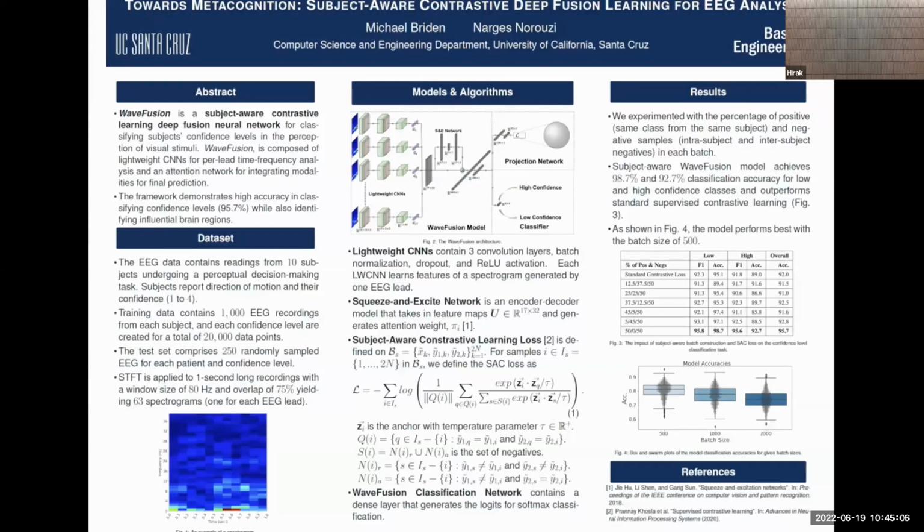To train Wave Fusion, we use subject-aware contrastive loss to train the model in a supervised contrastive learning manner. The SAC loss takes into account the confidence level for each sample as well as the subject who generated the sample. A classifier layer is then added to the model, and the model is trained for 150 epochs more using cross entropy loss. We found that the model achieves 98.7% and 92.7% classification accuracy with 50% positives and 50% intra-subject negatives.